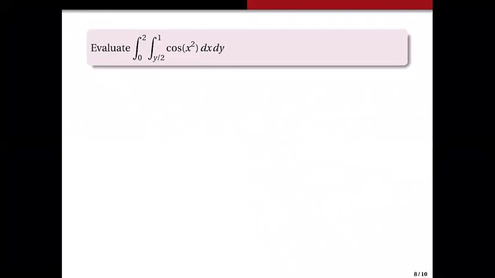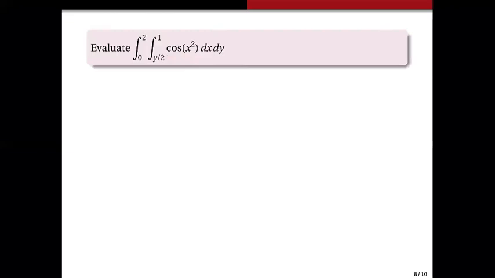Now, for this problem, we want to evaluate the integral from 0 to 2, integral from y over 2 up to 1, cosine of x squared dx dy. Now look at this. Your integrand is simply cosine x squared, and you are integrating with respect to x first. But notice, this is not integrable, at least as of the moment. In a sense, we don't know how to integrate cosine x squared dx.